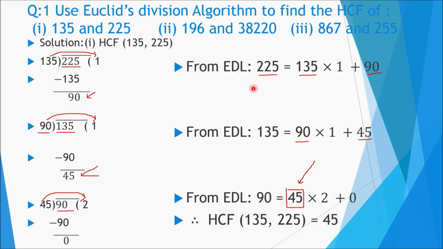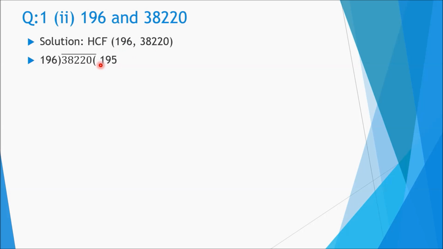So second part of this question is 196 and 38,220. So now, as we know, this number is greater, so it will be dividend, and 196 is smaller, so it will be divisor. So now we have to calculate HCF of these two numbers. So in the first step, we will divide this 38,220 with 196. So 196 ones are 196. We get remainder as 186, and 2 carries forward.